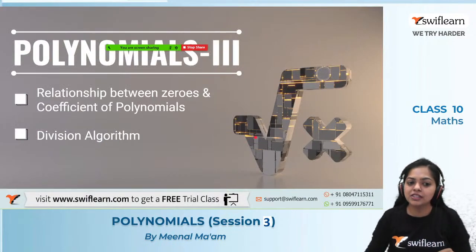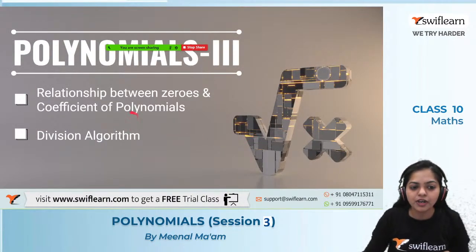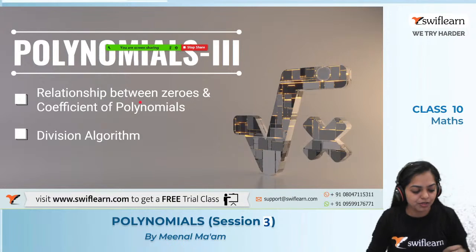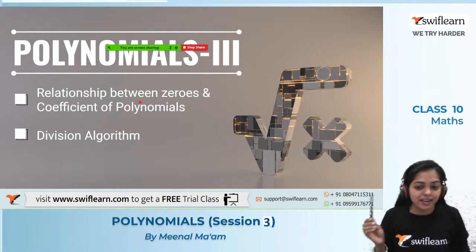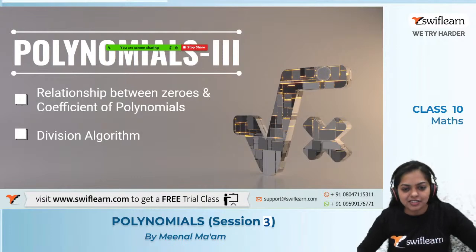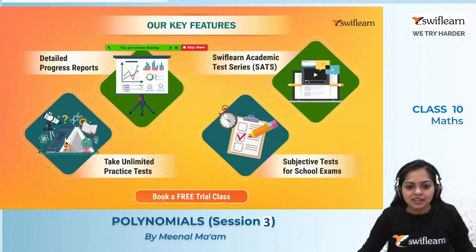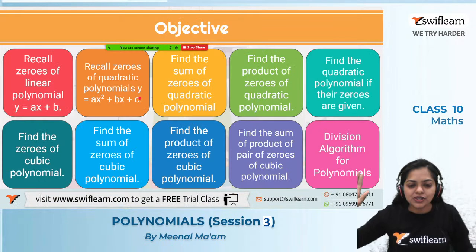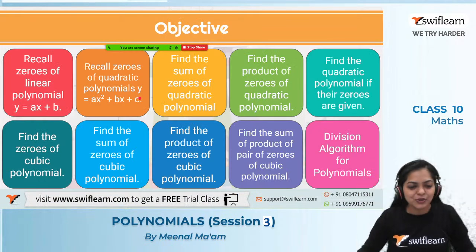This is the polynomial third session, and today we'll discuss the relationship between zeros and coefficients of a polynomial, and the division algorithm. I think now you all are ready with your pen and copy. Okay, everyone, give me a virtual high five. So let's start the session.